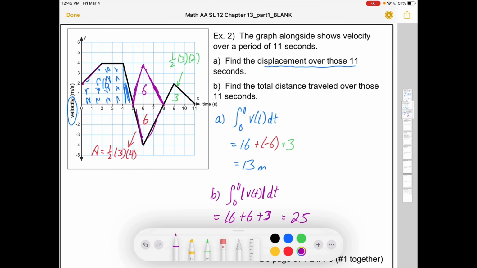So what I'm going to trace in purple is the speed graph, because speed can never be negative. And we can see by just looking at these numbers, we add them up, we're going to get 25. So even though it ended up 13 meters right of where it started, it traveled a total of 25 meters because some of that motion was backwards.